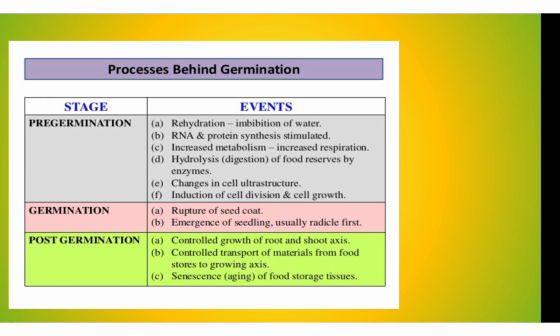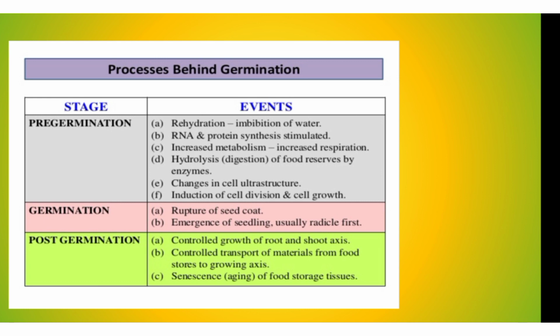For germination, there is the rupture of the seed coat, because the radicle will soon arise. The radicle will go out easily. And then the emergence of the seedling, usually the radicle first, as I said.